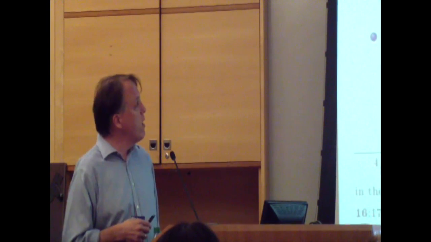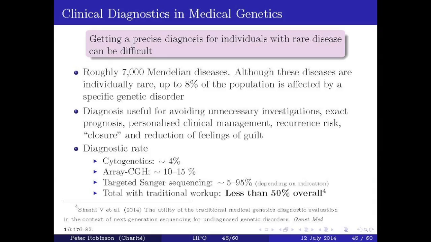But this might be a slightly different angle. Anyway, I don't have to tell you much about this, but diagnostics in genetics is still very difficult. People talk about a diagnostic odyssey, and the typical diagnostic procedure might involve chromosomes or array CGH, targeted Sanger sequencing. If you do all of this and just throw the book at the patients, you might get up to a diagnostic rate of about 50%.